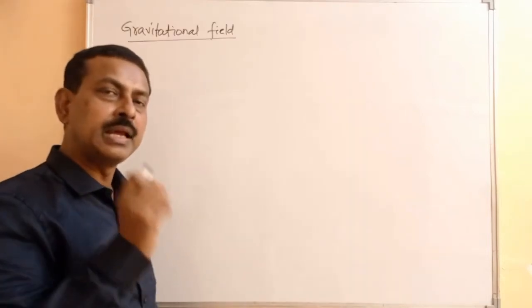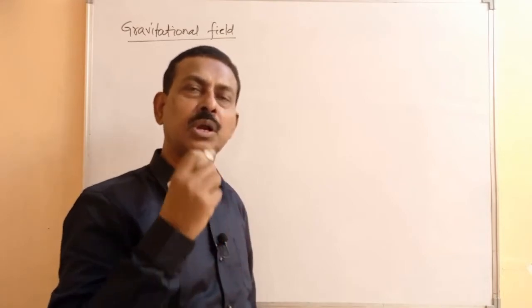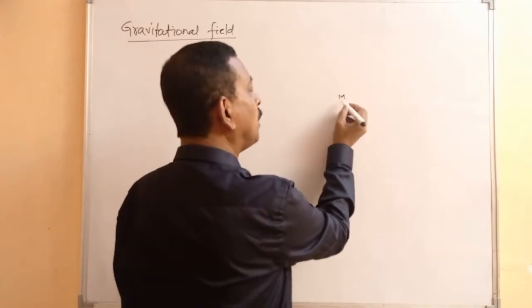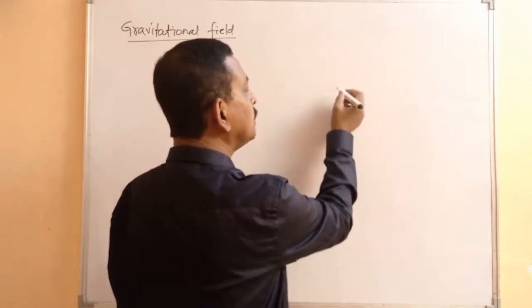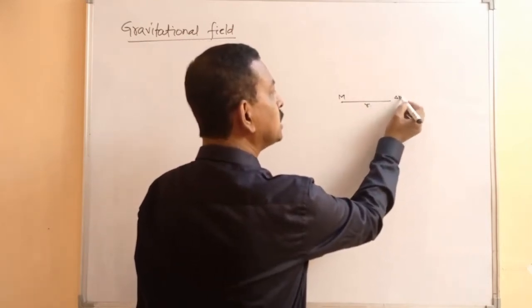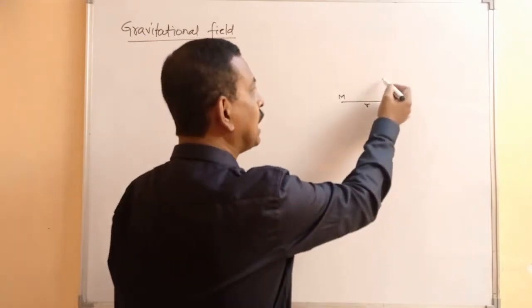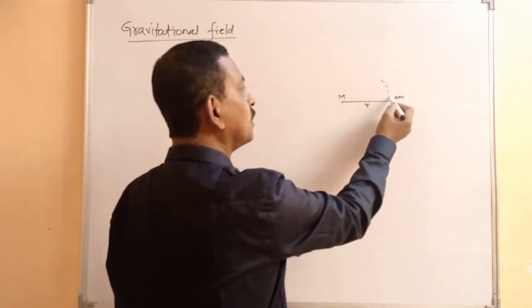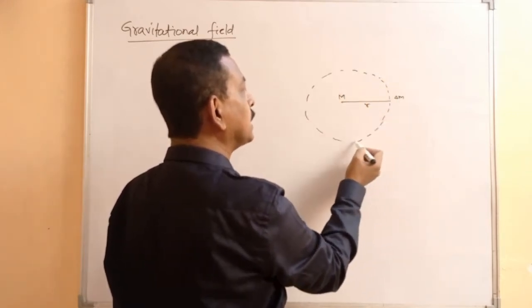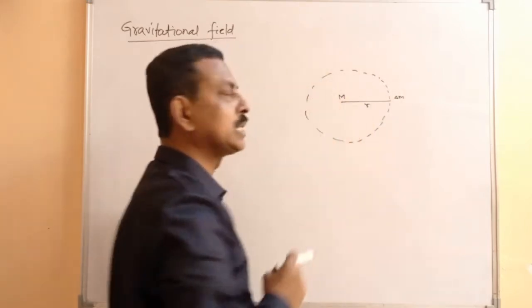Gravitational field. It is the space surrounding a given mass up to which it can exert force on any test mass. So suppose you have a body of mass M, and if we consider that it can exert force on a test mass delta m up to a distance r. So taking this r as a radius, if you construct a sphere, in that case, this will be the gravitational field of this mass capital M.